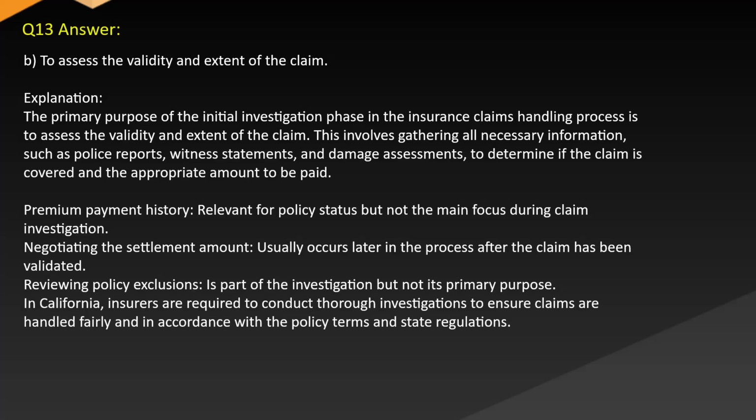Answer: B. To assess the validity and extent of the claim. Explanation: the primary purpose of the initial investigation phase in the insurance claims handling process is to assess the validity and extent of the claim. This involves gathering all necessary information, such as police reports, witness statements, and damage assessments, to determine if the claim is covered and the appropriate amount to be paid.